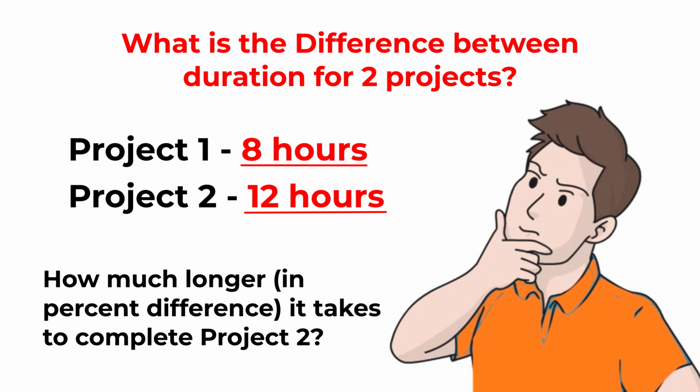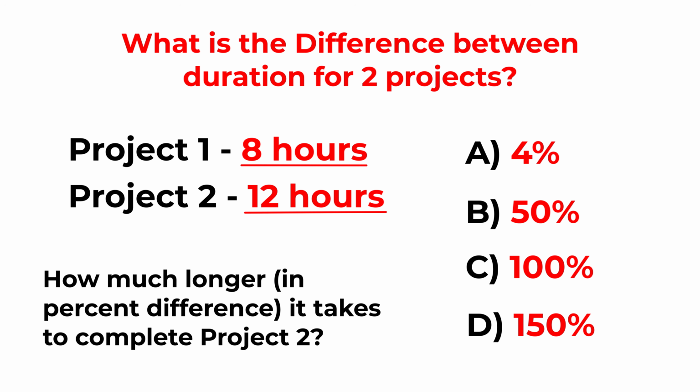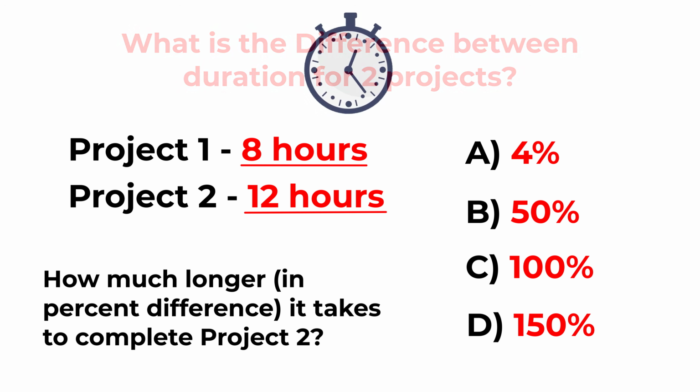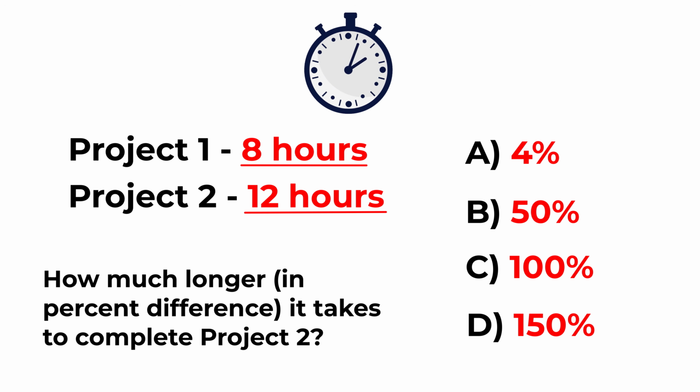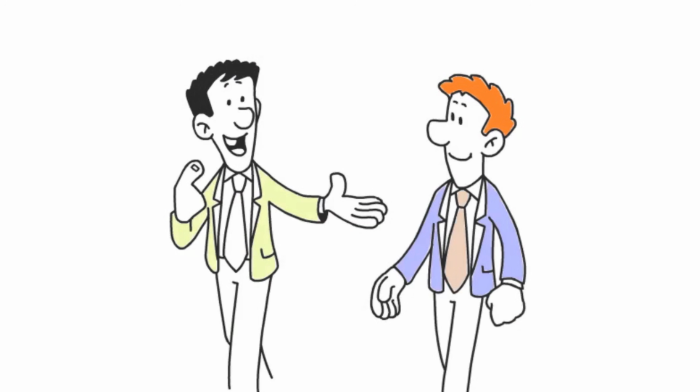You have 4 different choices. Choice A, 4%. Choice B, 50%. Choice C, 100%. And then choice D, 150%. Do you see the answer? Give yourself 10 to 15 seconds to see if you can do mental math and calculate the percentage differences. The answer might be a little trickier than you think. Are you ready? Let's continue to see how we can get to the correct solution together.